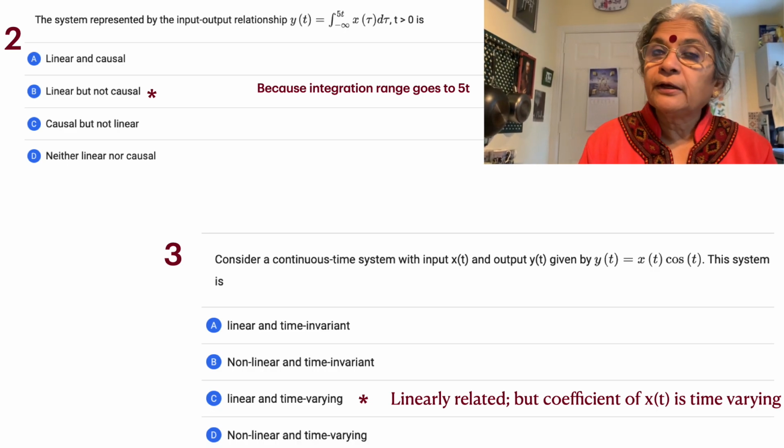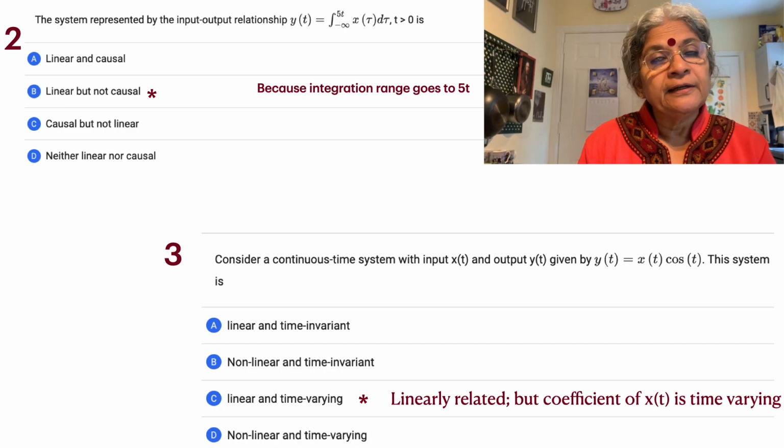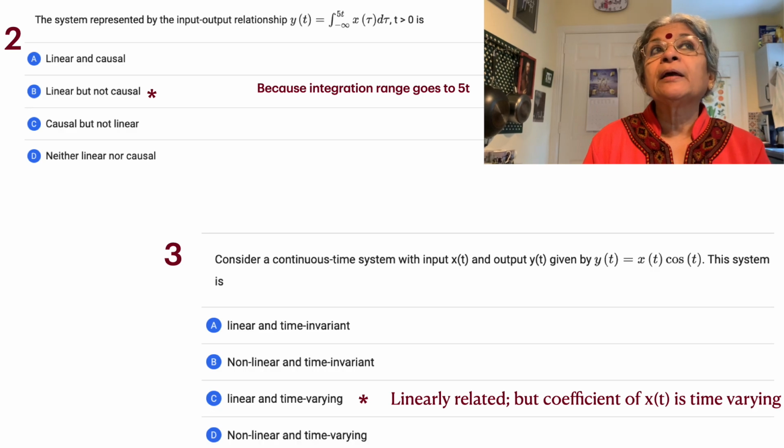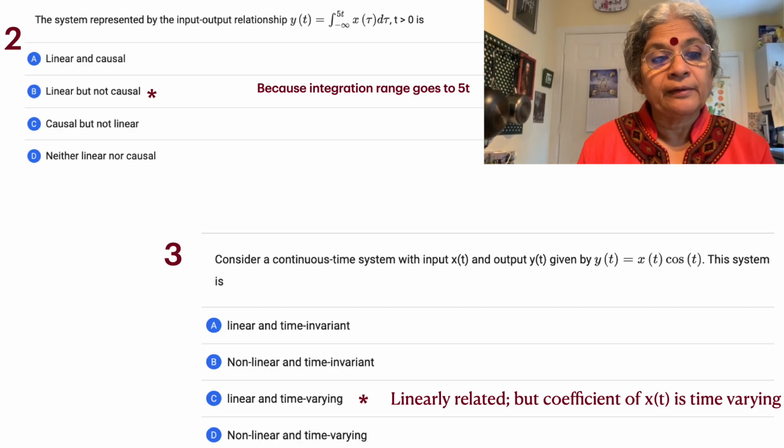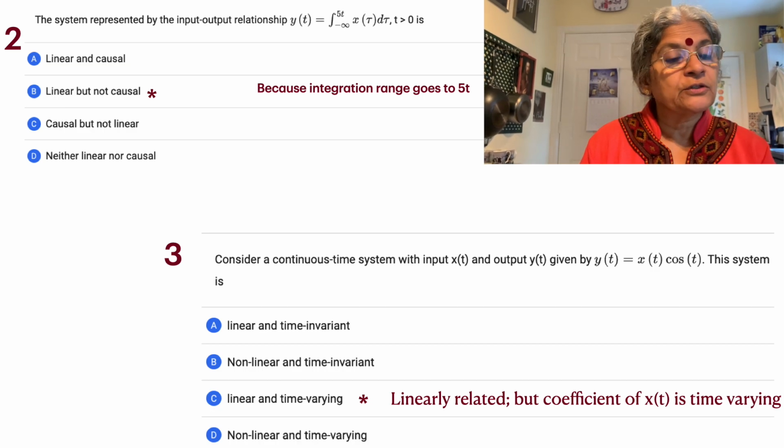So linearity is of course ensured because differential operations, as also integral operations, happen to be linear in nature. Depending upon x of tau, we might see whether it's time invariant or time varying. But it's not causal. There's no doubt about that.